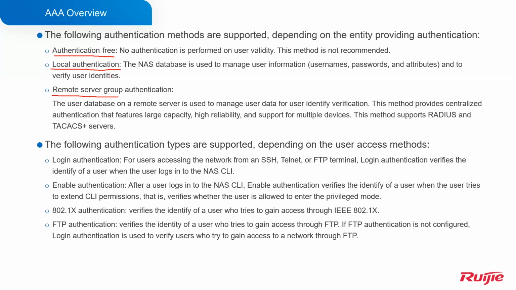And next is 802.1x authentication, which verifies the identity of a user who tries to gain access through IEEE 802.1x, or FTP authentication, which verifies the identity of a user who tries to gain access through FTP. If FTP authentication is not configured, login authentication is used to verify users who try to gain access to a network through FTP. Okay, this is about some authentication types, right? Of them, the ones mostly used are login authentication and enable authentication. It's very common in the network.